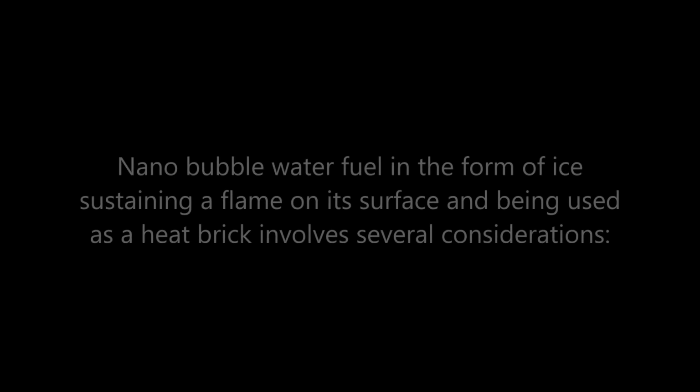Heat production. The heat produced by the combustion of hydrogen and oxygen could theoretically be used for heating purposes. However, controlling the release and combustion of these gases from ice in a consistent and safe manner would be challenging. Material stability. The ice would eventually melt completely, turning into water. The practicality of using melting ice as a stable and long-term heat source is questionable.